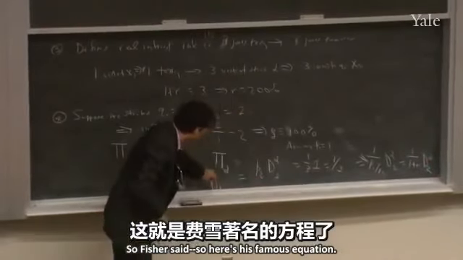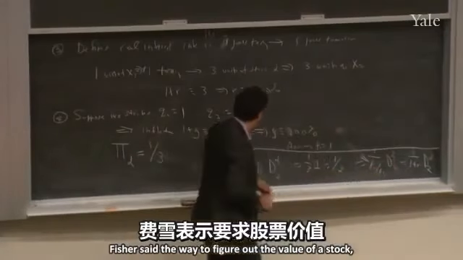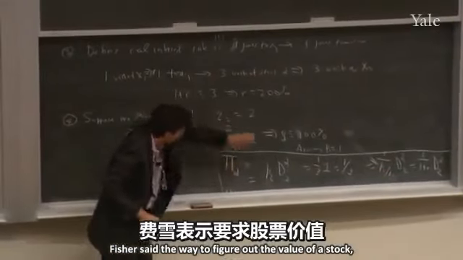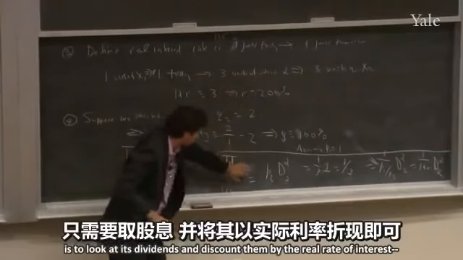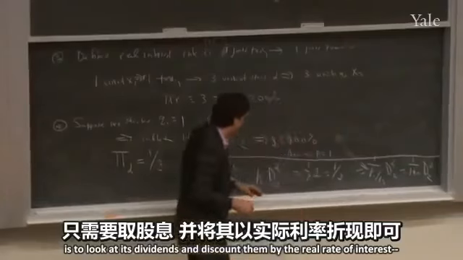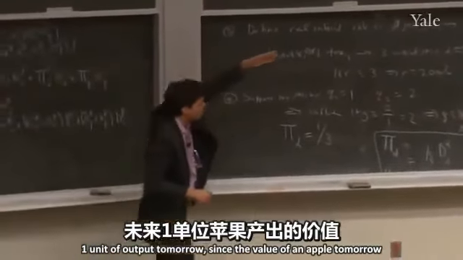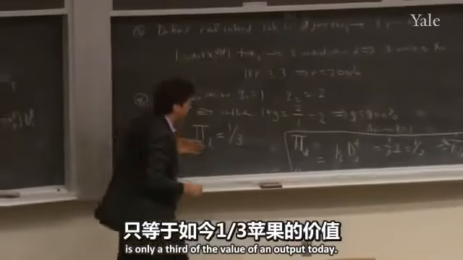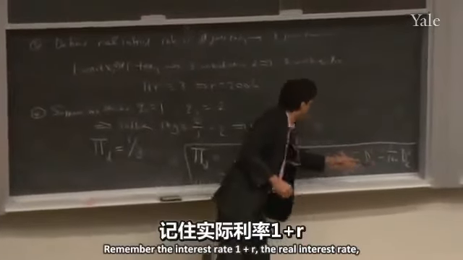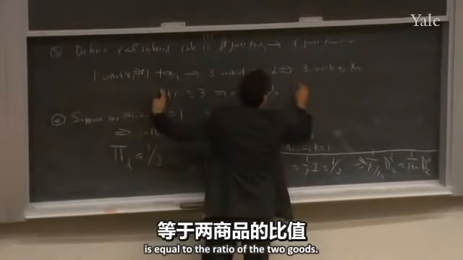So here's Fisher's famous equation. Fisher said the way to figure out the value of a stock, if you solve that problem, is to look at its dividends and discount them by the real rate of interest. 1 unit of output tomorrow, since the value of an apple tomorrow is only a third as the value of an output today. Remember, the interest rate, 1 plus r, the real interest rate, is equal to the ratio of the two goods.